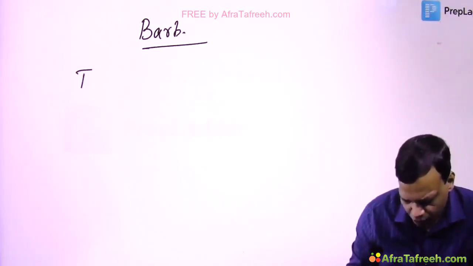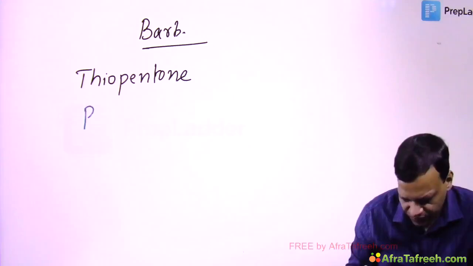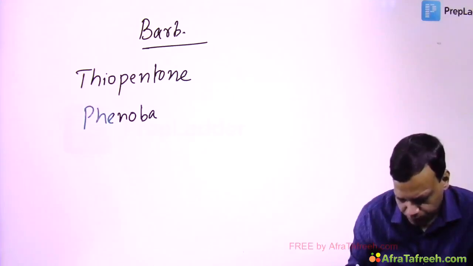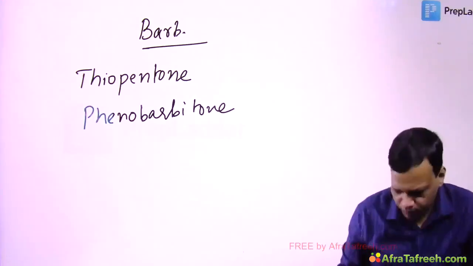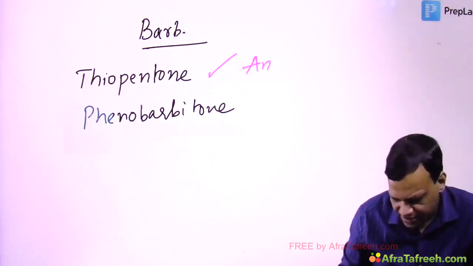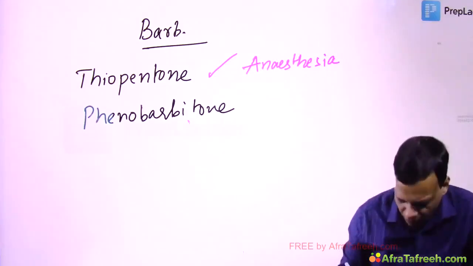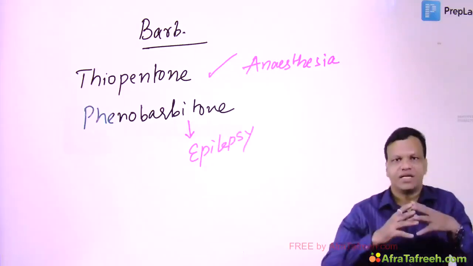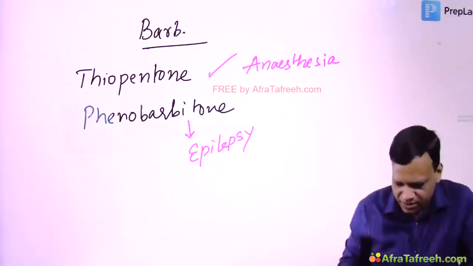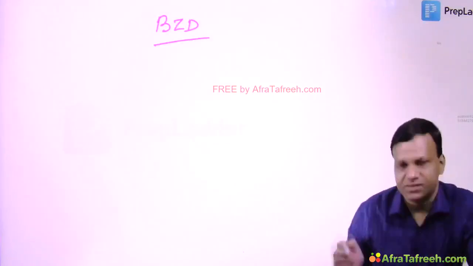One is thiopentone and the second is phenobarbital. Thiopentone is used in anesthesia. We will discuss it in detail when we discuss anesthesia. And phenobarbital is used in epilepsy. We will discuss it along with other anti-epileptic drugs. Okay, so that is important to remember about barbiturates. But now coming to more important drugs, which are benzodiazepines.